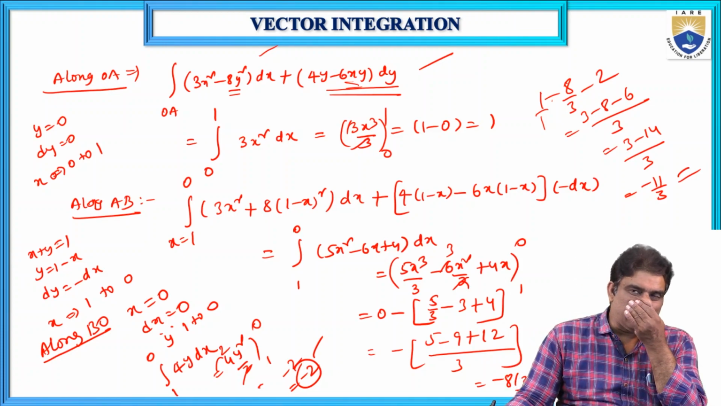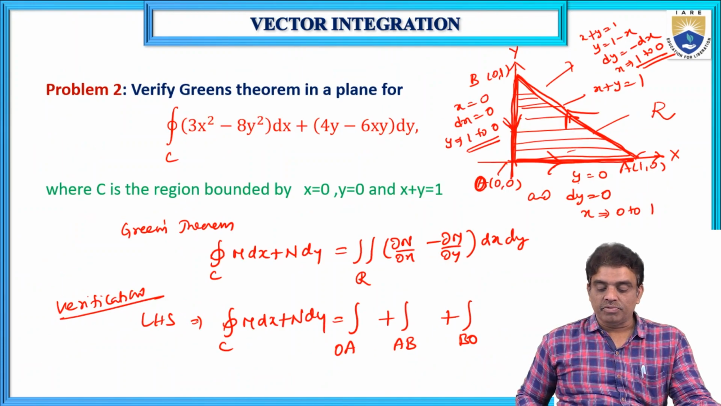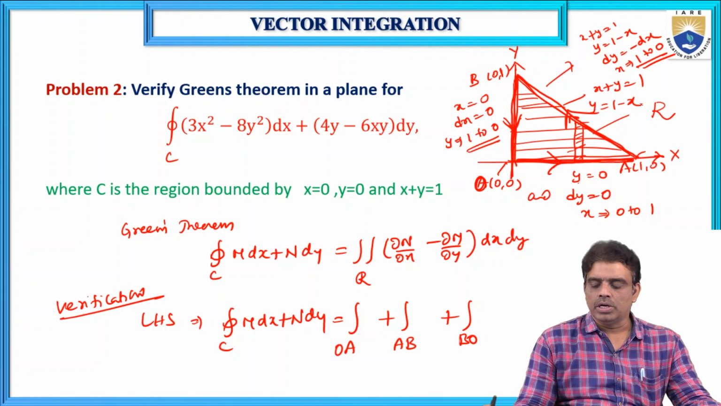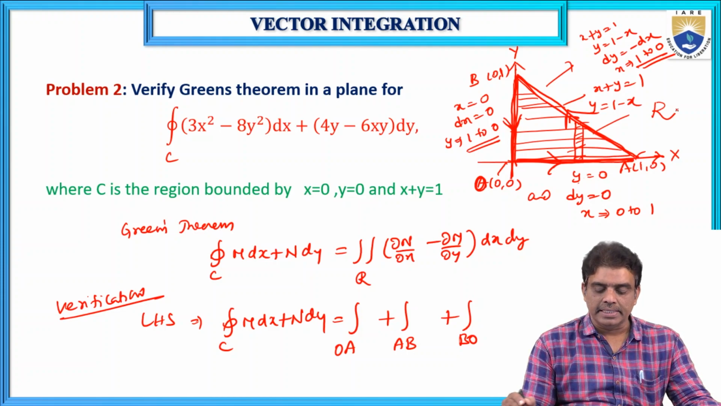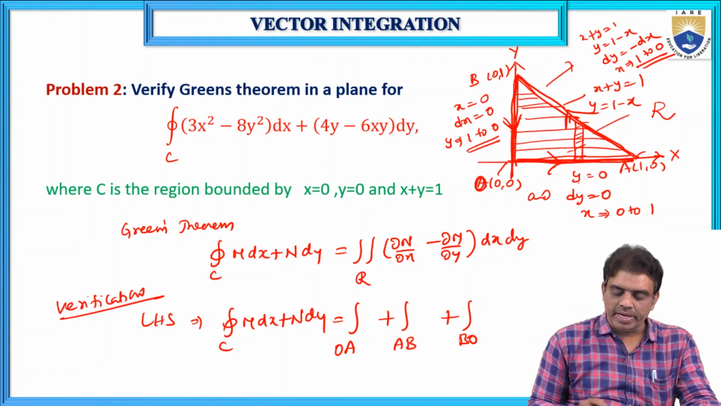Similarly, find the double integral value and show that both are one and the same. What is the double integral value? Just consider a strip inside the region. Here y goes from 0 to y equal to 1 minus x. So the double integral value is the integral from 0 to 1 minus x of the function dou N by dou x. What is dou N by dou y here?